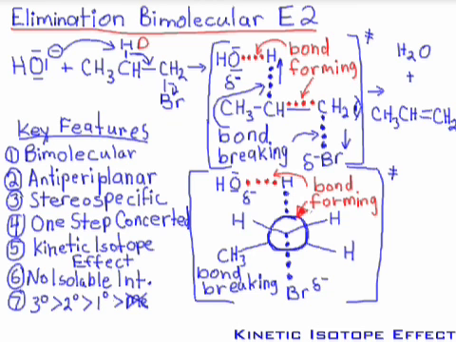Key feature number 6: no isolable intermediates. Well, that goes in concert with a one-step concerted process. A single process, one transition state. There's no intermediate formed.